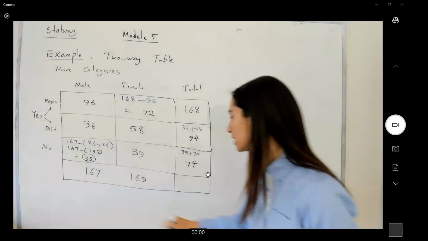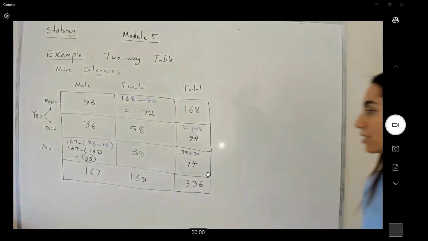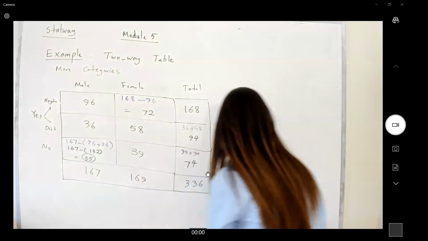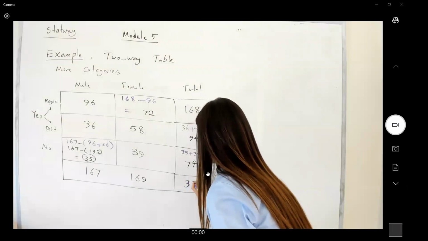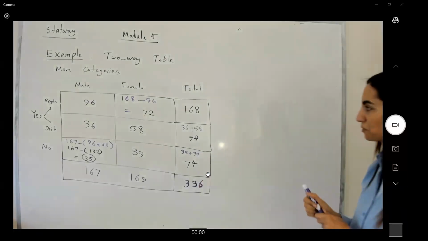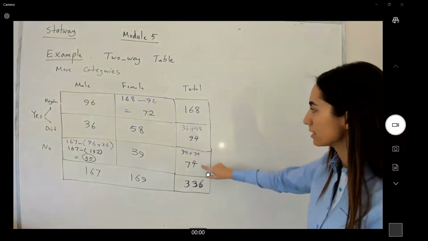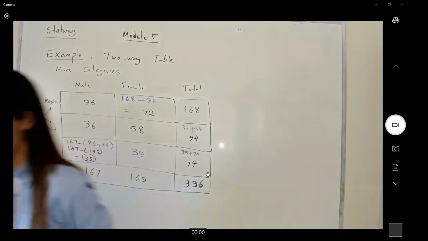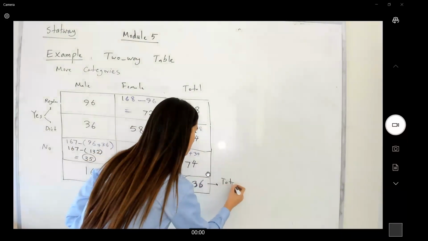So if you add these together, you get 336. If you add these together, it must be equal to 336. This is the total number of people who actually participated in your survey. So the sum of these two is 168, and 168 gives you 336. Excellent, perfect. Total number of people who participated.